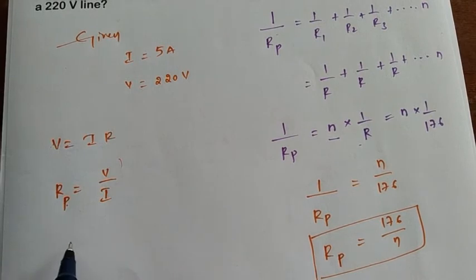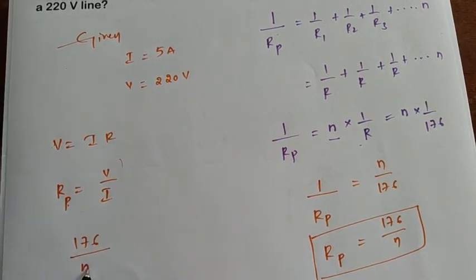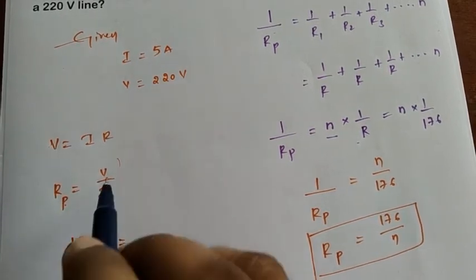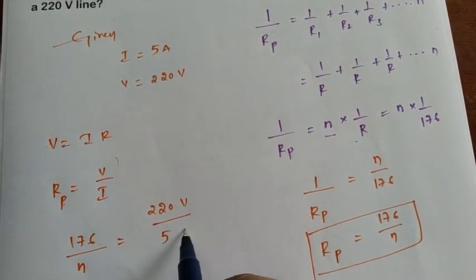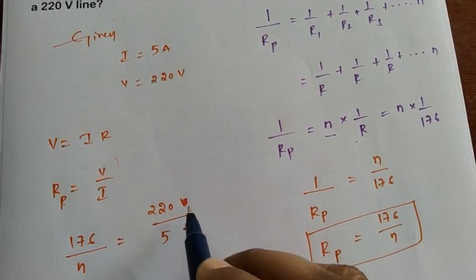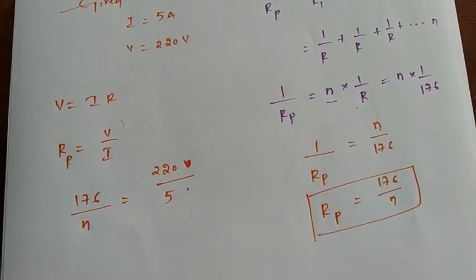So what is Rp? 176 divided by n is equal to V, which is 220 volts, divided by I, which is 5 amperes. Okay, SI units only, right? I'm not going to write units. All are SI units only, like that. It cancels.